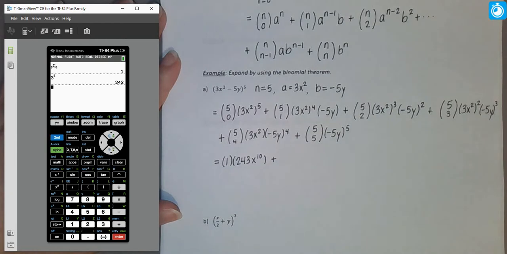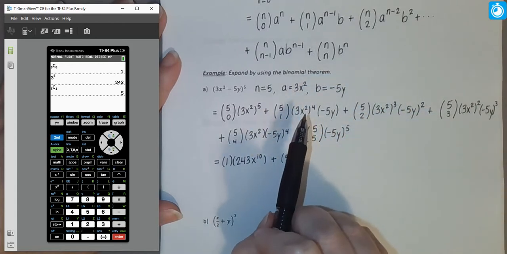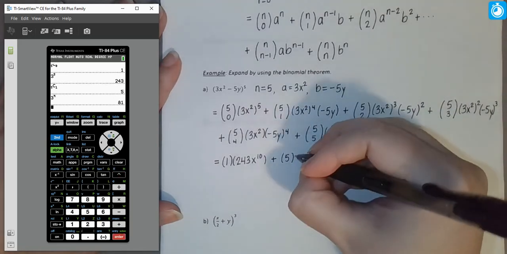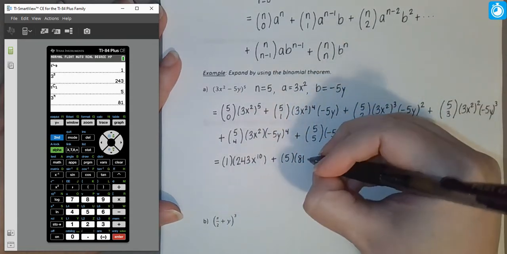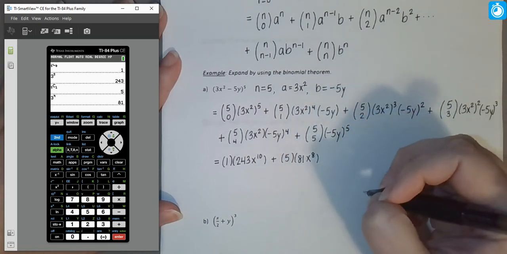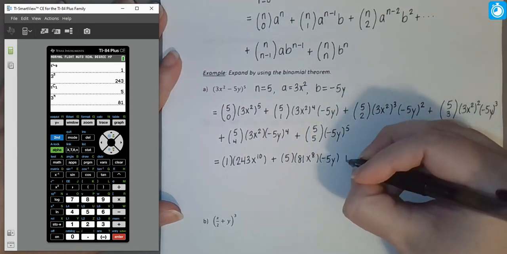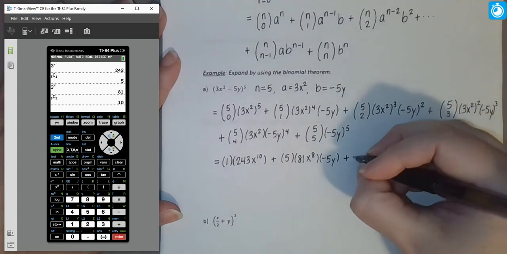Now, next term, 5 choose 1. So 5 choose 1. That's going to be 5. Okay, A raised to the 4th power, so 3 raised to the 4th power, which is going to be 81. And then x squared to the 4th power, so x to the 2 times 4, which is x to the 8th power, times negative 5y, understood exponent of 1, plus 5 choose 2, so 5 choose 2, so 10.